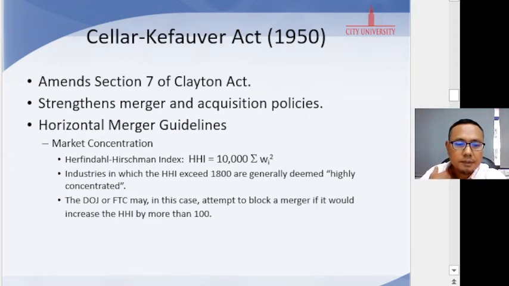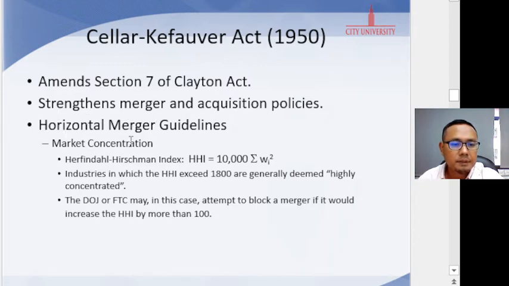In the 1950s, the Kefauver Act strengthened the Clayton Act in Section 7 by making it more difficult for firms to engage in mergers and acquisitions without violating the law. That amended Section 7 of the Clayton Act, strengthening merger and acquisition policies.